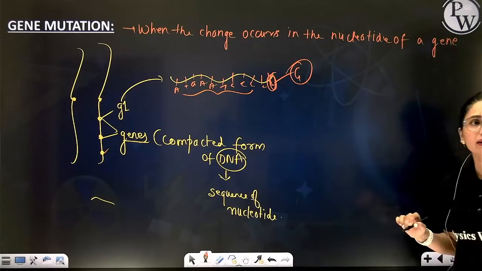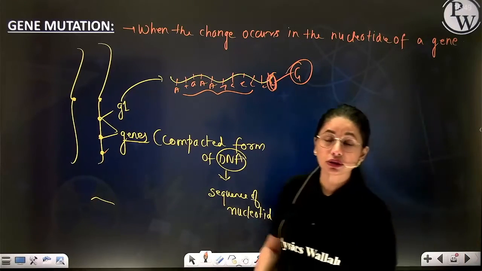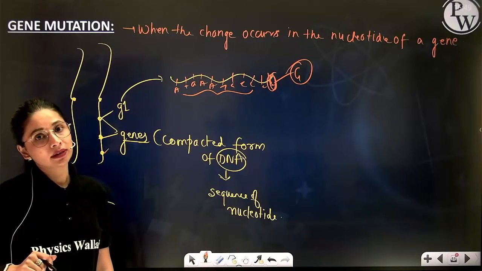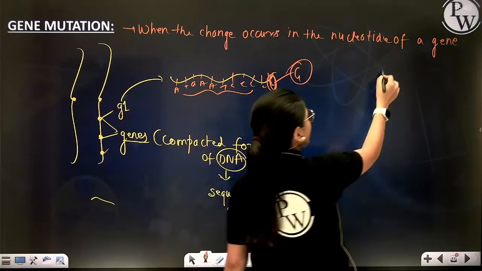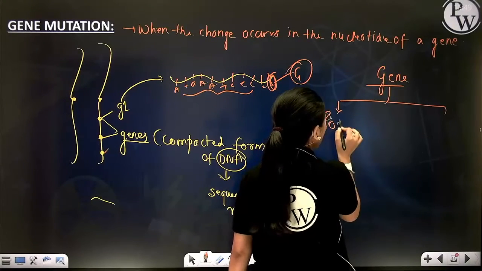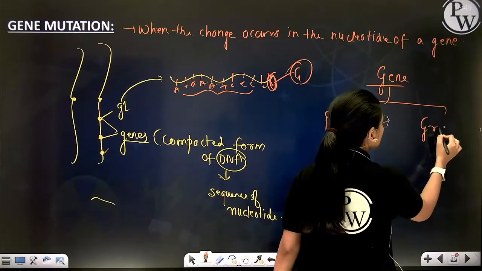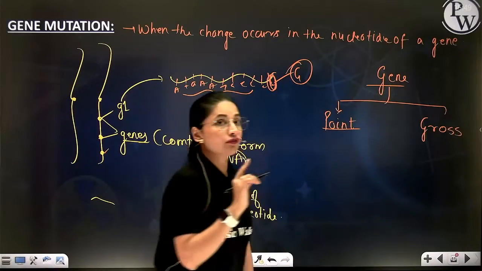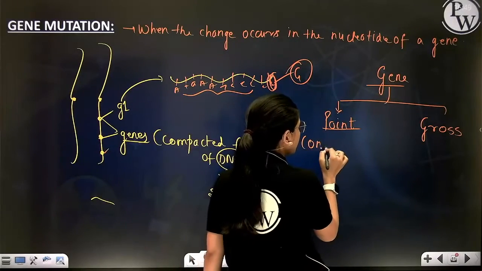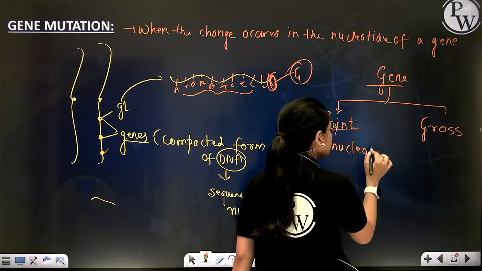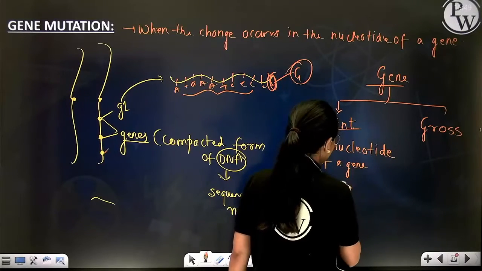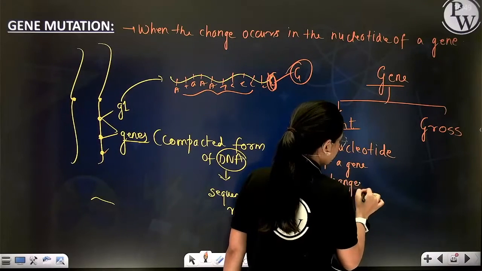Right? So, when the change occurs in the nucleotide of a gene, then it is known as gene mutation. Correct? Now, gene mutation, beta, can be either point or gross. Point means when only one nucleotide of a gene changes. So, what is point mutation? When one nucleotide of a gene undergoes mutation.